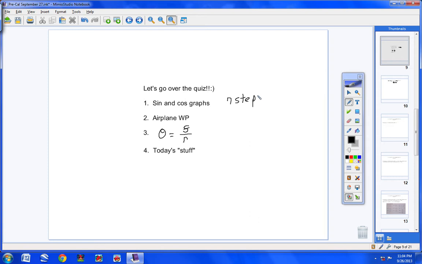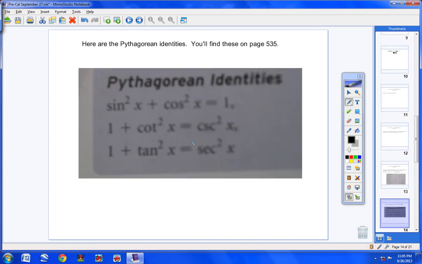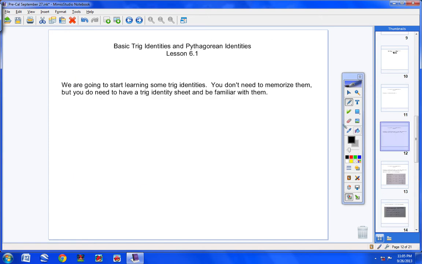But on this quiz, you are allowed to have out your 7 steps for graphing sine and cosine graphs, but that's it. No explanations on how to do the 7 steps, no examples to look at, just the 7 typed steps or 7 written steps from your notes. Also, today's stuff right here, you're welcome to have these trig identities written on a sheet of paper before you take your quiz.